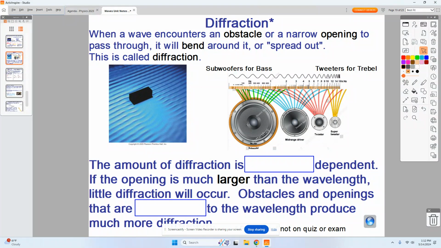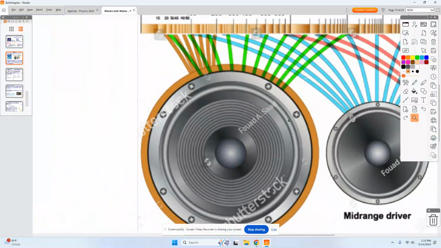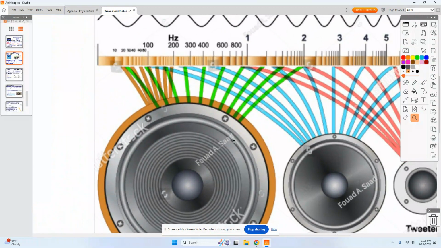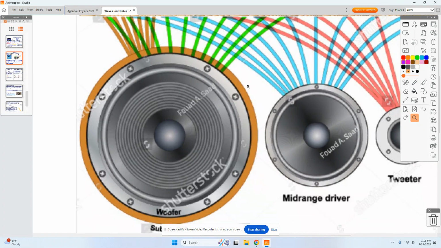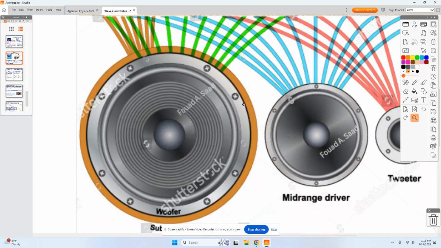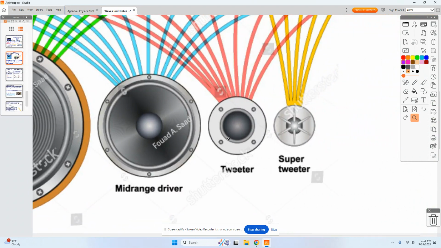Subwoofers usually are very large speakers, and the reason for that is that the subwoofers are there to produce sound for low frequency sound waves, and so low frequency means large wavelength. The subwoofer frequencies are typically in the range from 20 hertz to about 800 hertz. This is the range of frequencies that a subwoofer is designed to reproduce. Tweeters are more for the higher frequency, the treble, things like that.